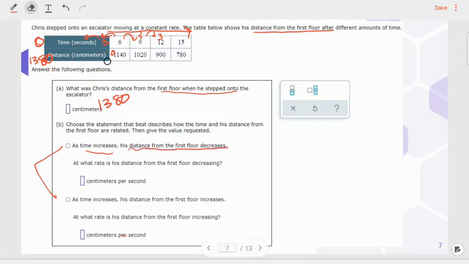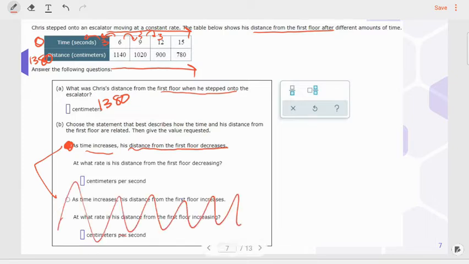So is that true? As I go this direction, is it decreasing? And I say, hey, yeah, it is. So I'm going to select this option. I'm going to completely ignore this one down here, and I'm going to answer this question right here.